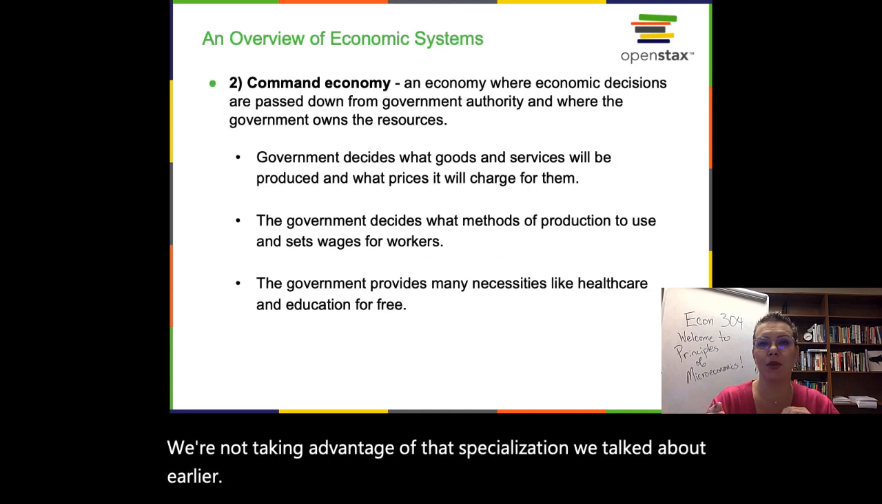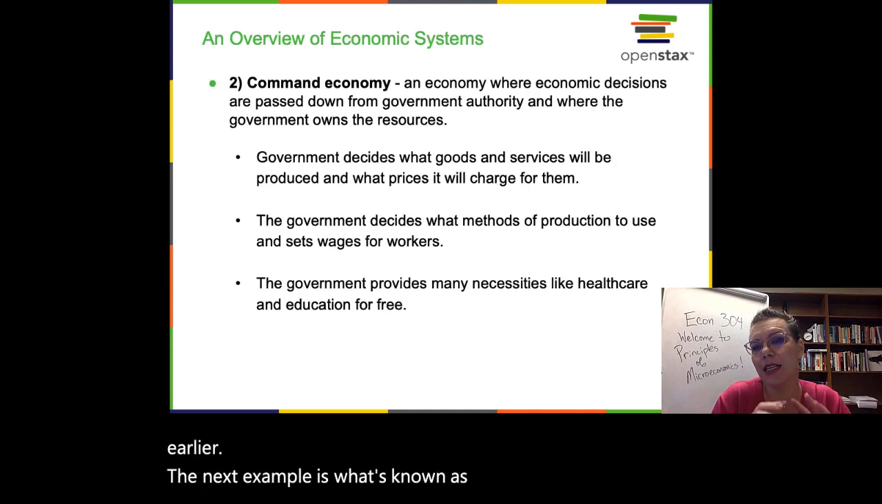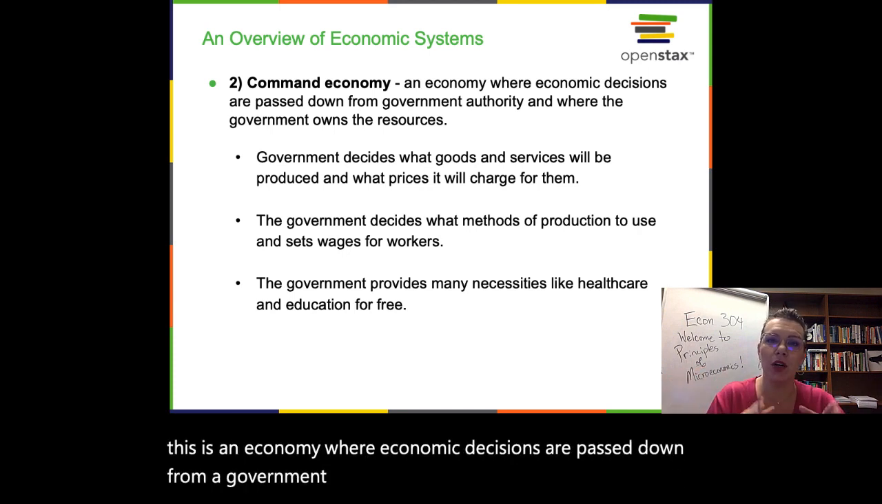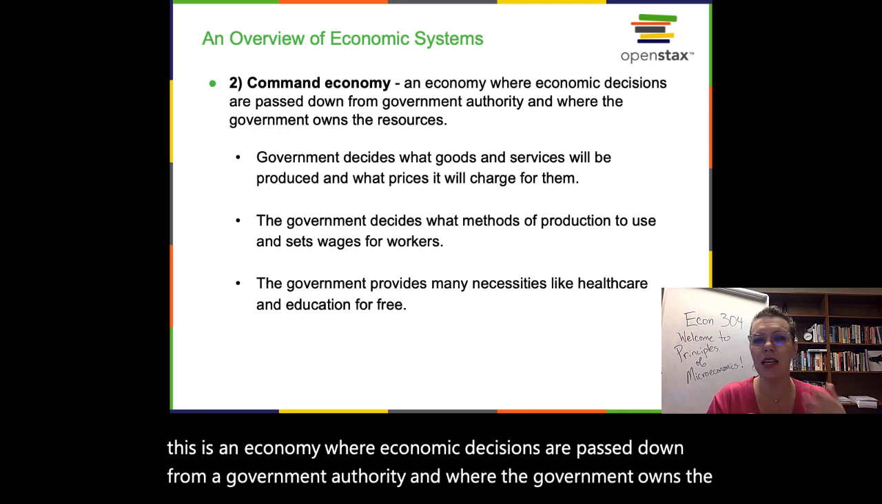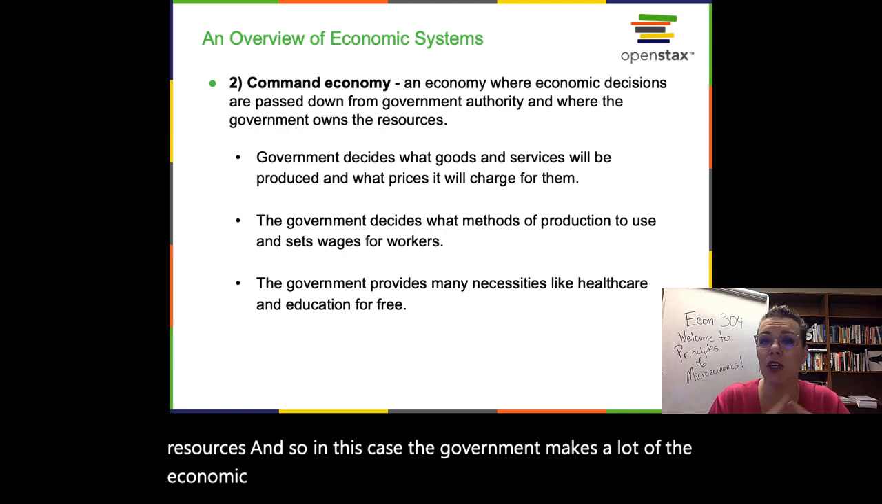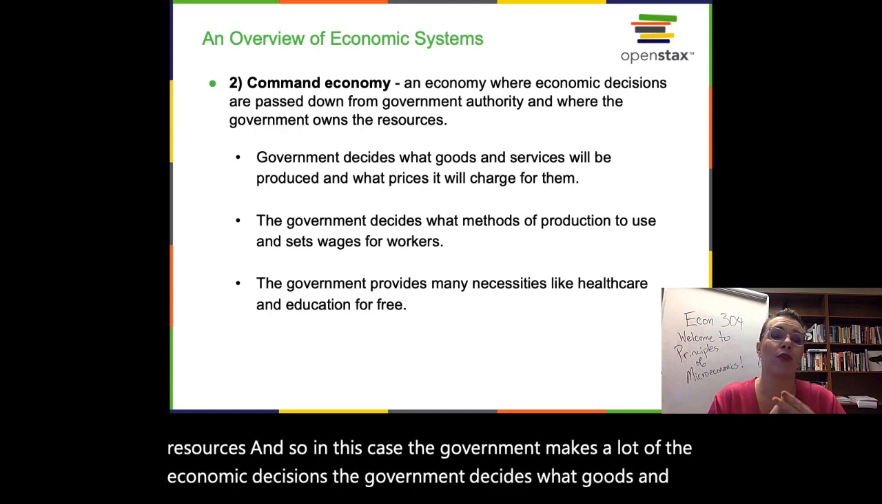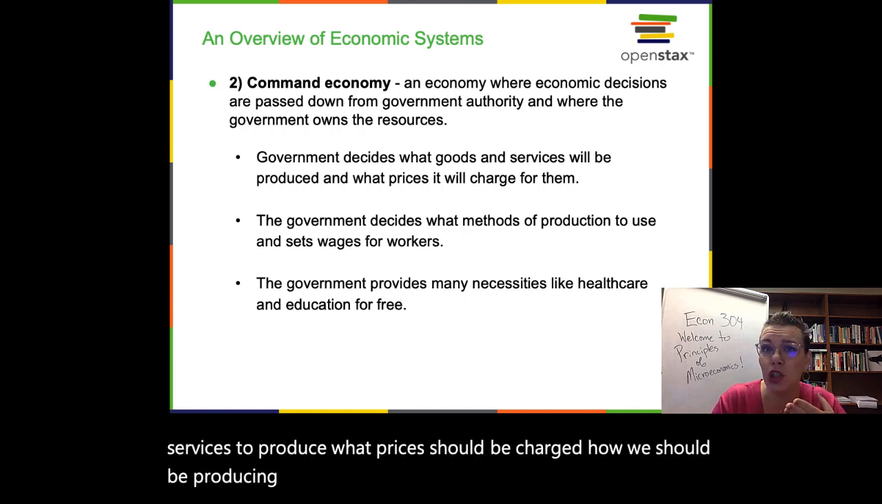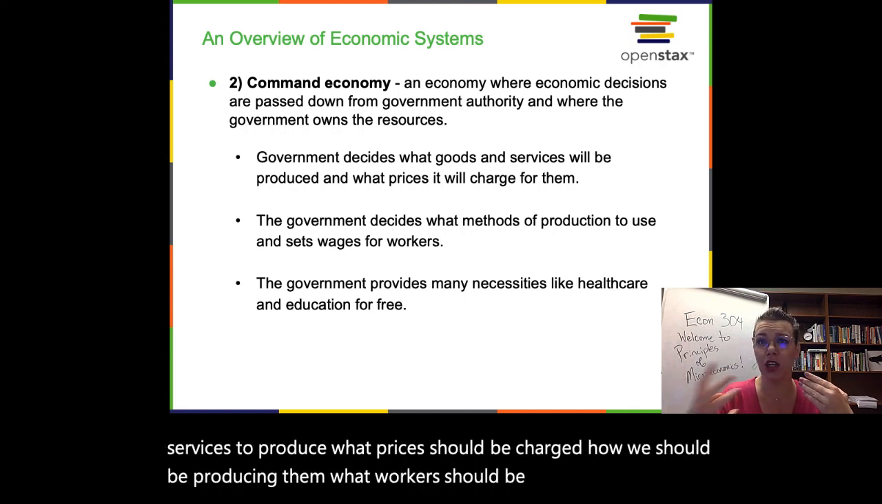The next example is what's known as a command economy. And this is an economy where economic decisions are passed down from a government authority and where the government owns the resources. And so in this case, the government makes a lot of the economic decisions. The government decides what goods and services to produce, what prices should be charged, how we should be producing them, what workers should be compensated, how much wages they should earn for their work.